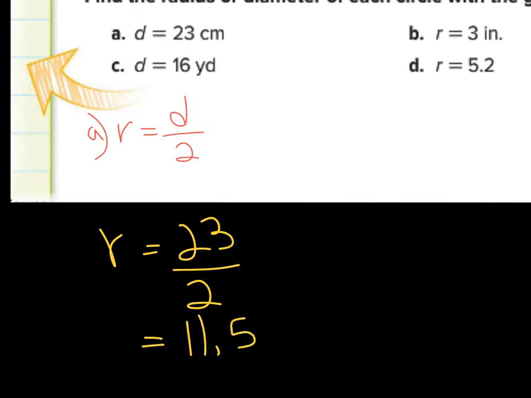11.5. Remember, the other way to do it is converting this improper fraction to a mixed number. How many 2's are in 23? You have 11 of them, right? 11 of them. What do you have left over? You have 1 left over, 2. So it's 11.5.